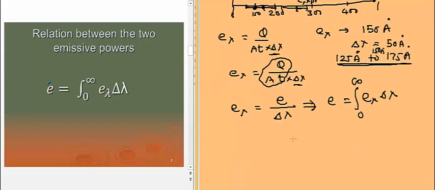Right, so we have seen two terms, E lambda and E, for an object which is giving out thermal radiations. In the next video, we will look at the absorptive power of an object which is absorbing thermal radiations. Thank you.